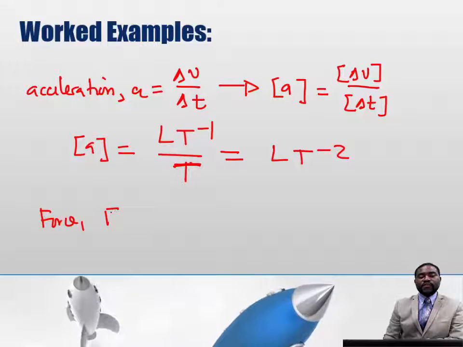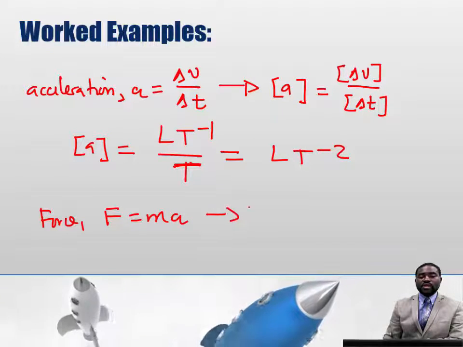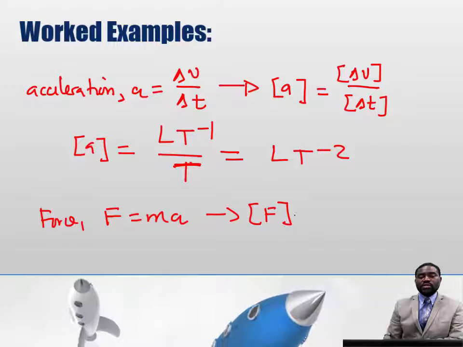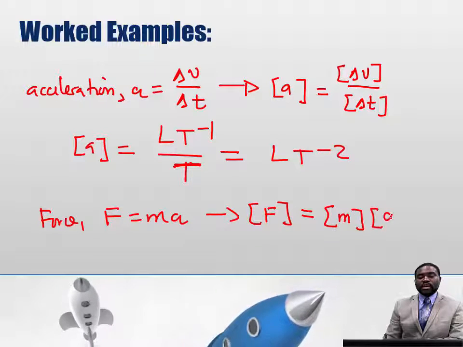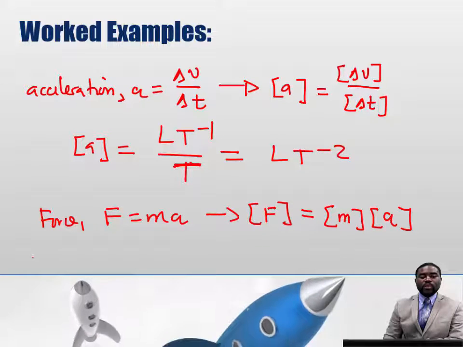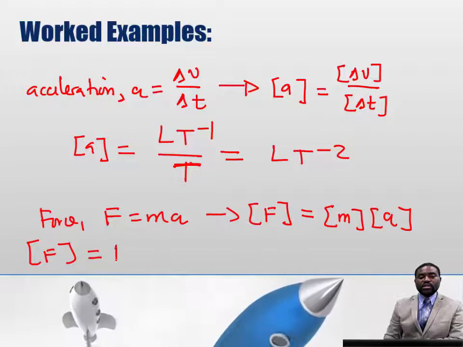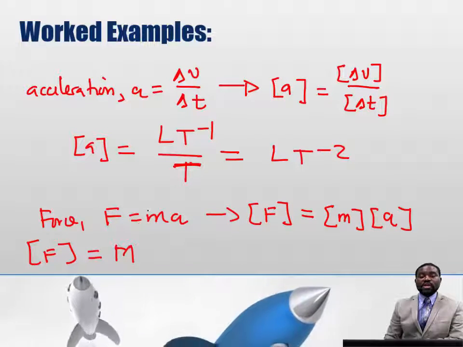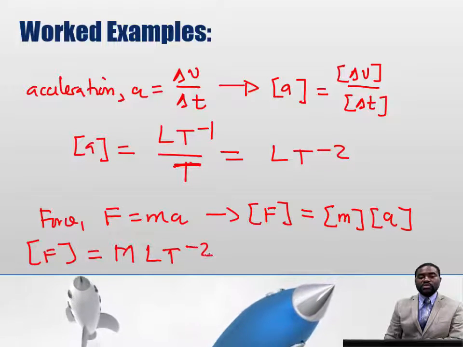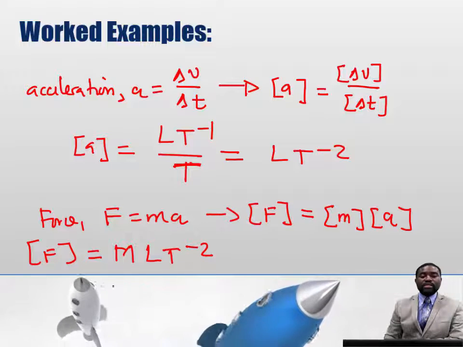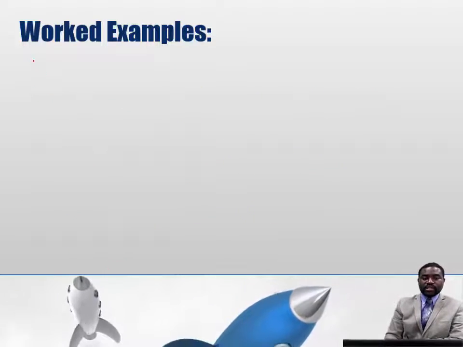Force F is defined as mass times acceleration, which implies that the dimensions of force is equal to the dimensions of mass multiplied by the dimensions of what? Acceleration. Therefore, the dimensions of force is equal to what? The dimensions of mass is capital M. The dimensions of acceleration is LT^-2. This gives you the dimensions of what? Force.